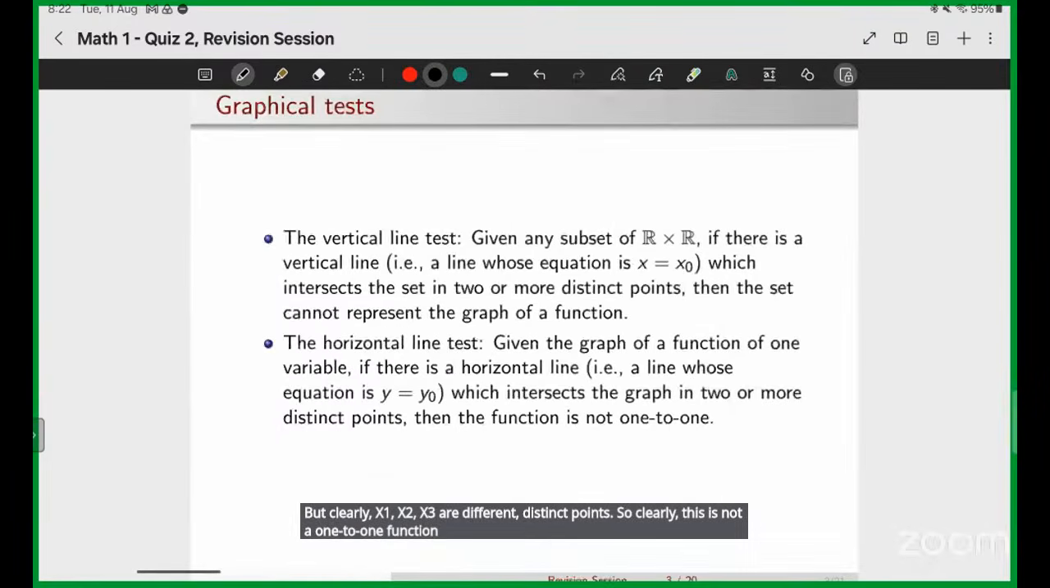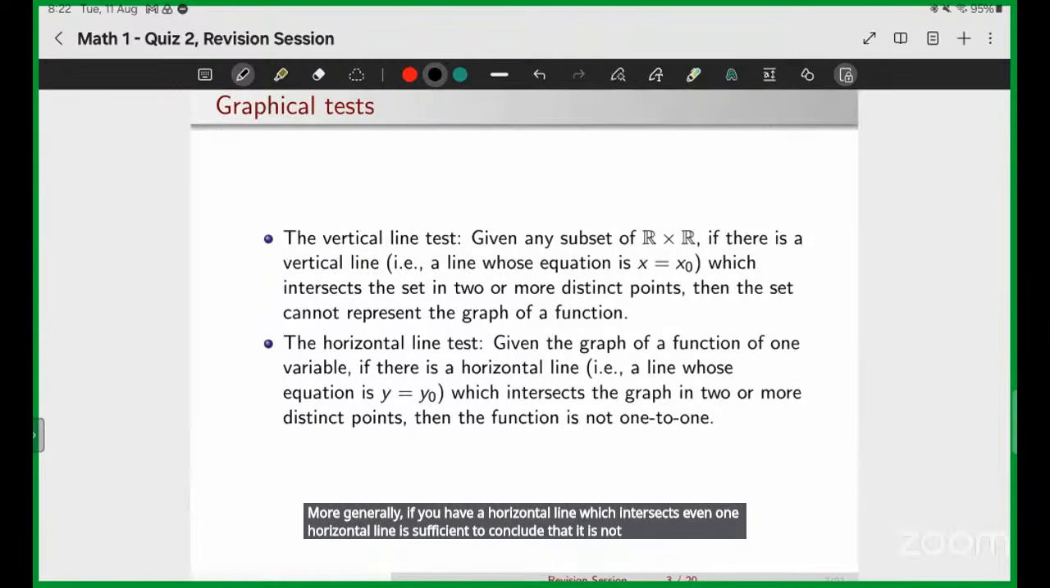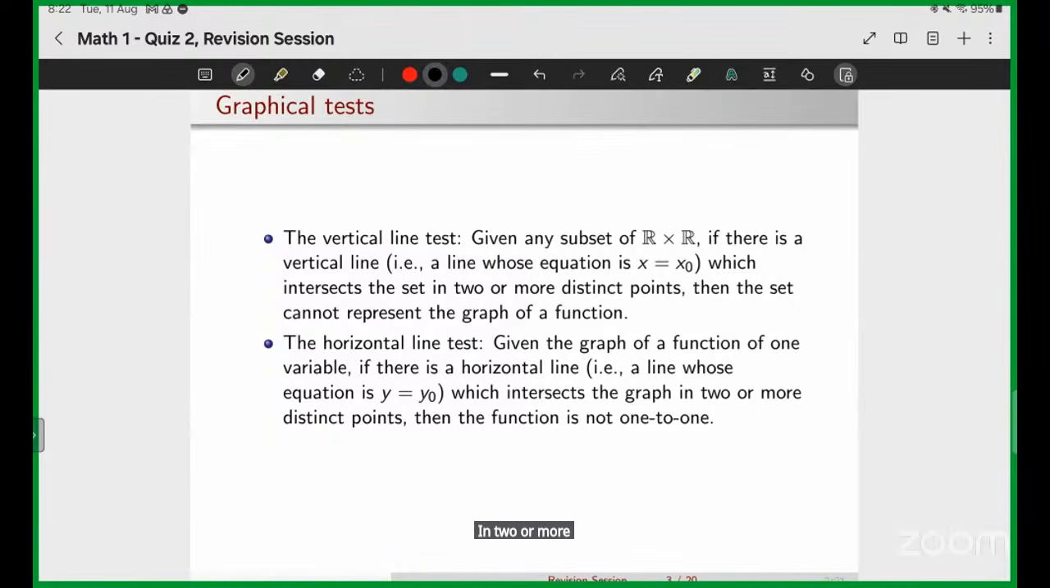More generally, even one horizontal line is sufficient to conclude that it is not 1-1. If there is a horizontal line which intersects the graph in 2 or more points, even 2 is sufficient, as in the example where we had 3, then the function is not 1 to 1. All right. That is what the graph of a function means and what the graphical tests are.